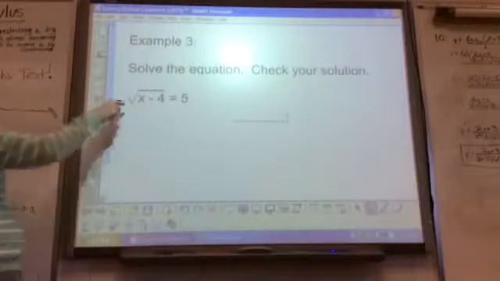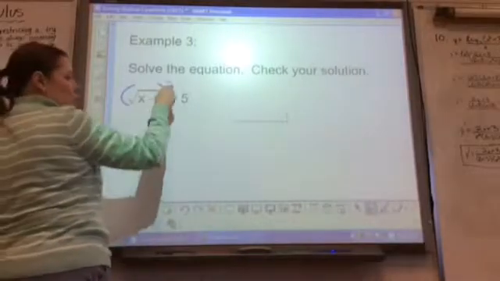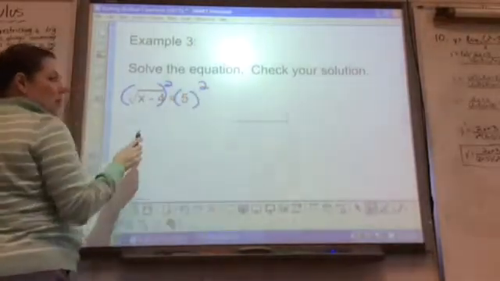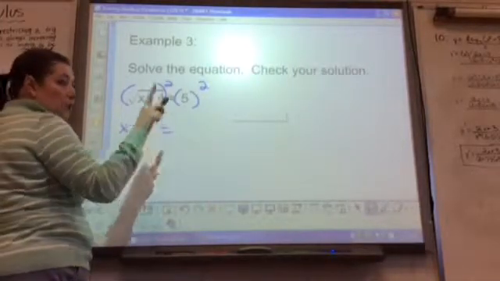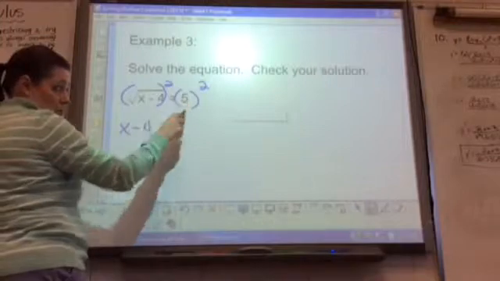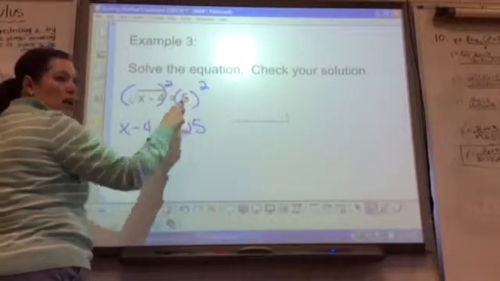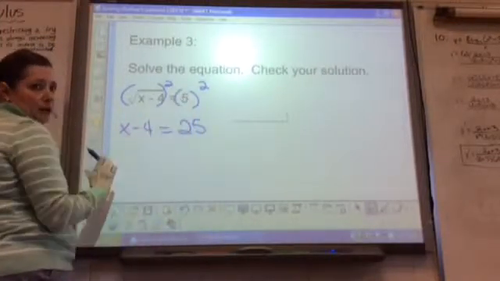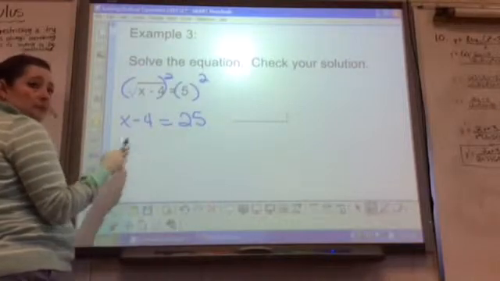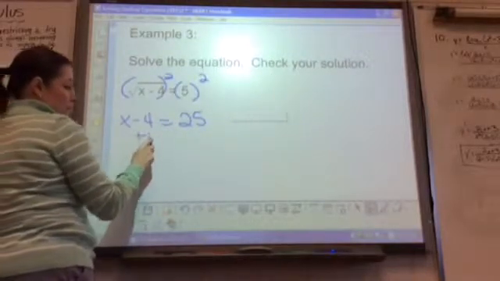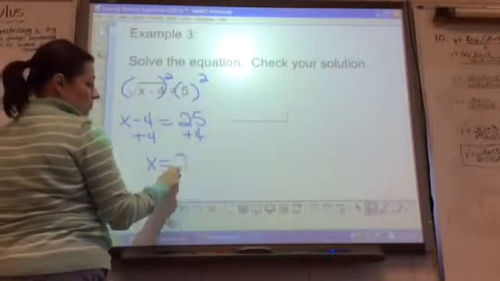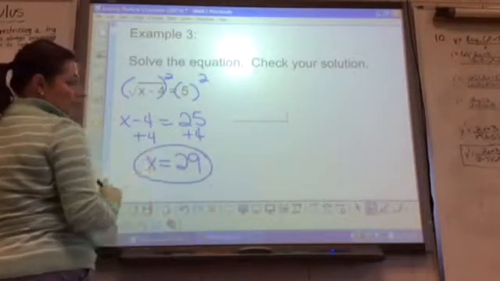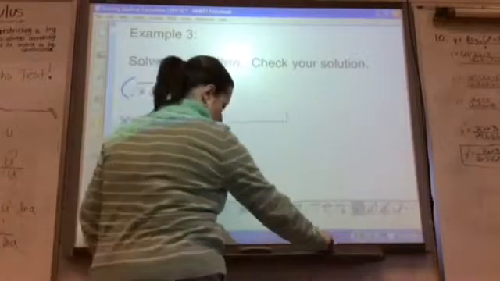Square it. That's the square root, so we're going to square both sides. All right, so what have we got? Equals? Good. So watch that. That's easy to miss. 5 squared, 25. All right, then, so x equals 29, we think. So I'm going to check it.